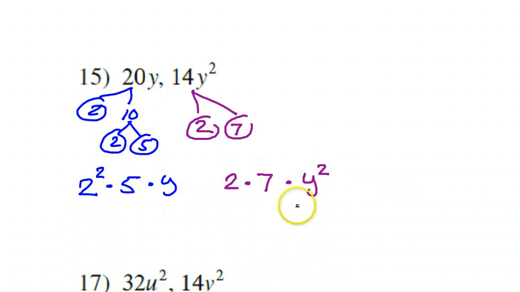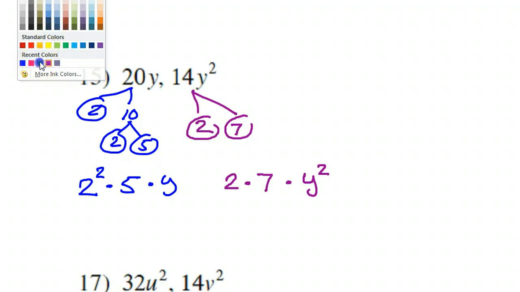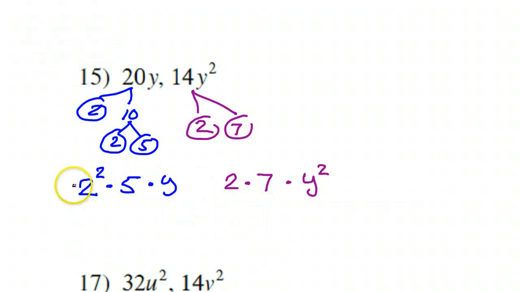So our goal is to make these the same through multiplication. We can only make them more, not less. Looking at the 2's, this is 2 squared, this is only 2, so I'll need to make this 2 squared for them to be the same. Next up, this has a 5. This doesn't have any 5's, so we'll have to squeeze in a 5 to make them the same. Now they both have a 5. This one has a 7. This one doesn't have any 7's, so I'll have to squeeze in a 7. Now they both have a 7.